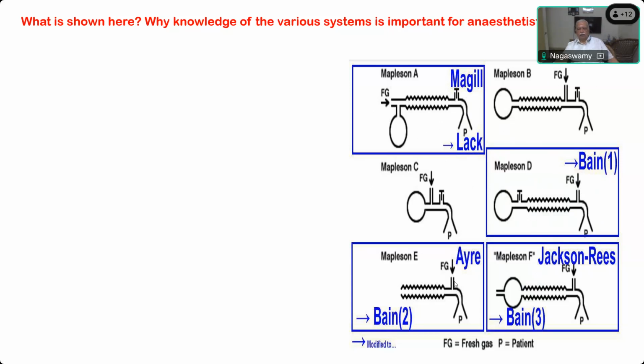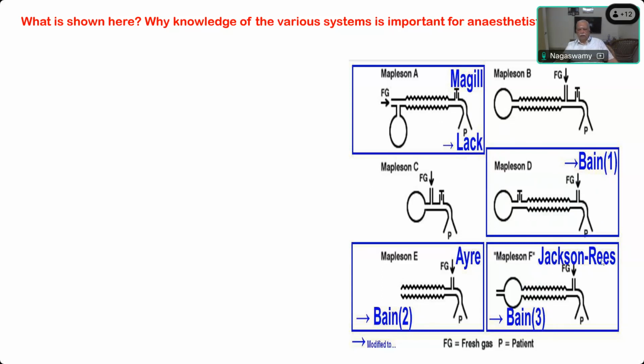So the components, examiners may ask you, what are the components of Ayre's T-piece? The three limbs. One limb is for fresh gas flow entry. The other limb is for expiration. The third limb is for inspiration going to the patient. It may be attached to the face mask or an endotracheal tube. So the inspiratory limb continues as an expiratory limb intercepted by a fresh gas flow inlet. These are the three components of the T-piece. The T is the English alphabet T. And some people call it Bain 2 also.